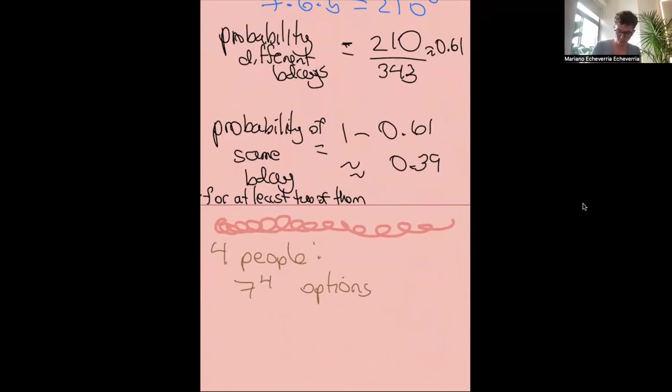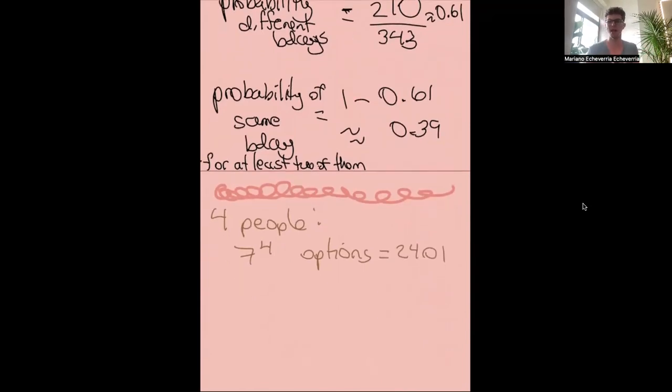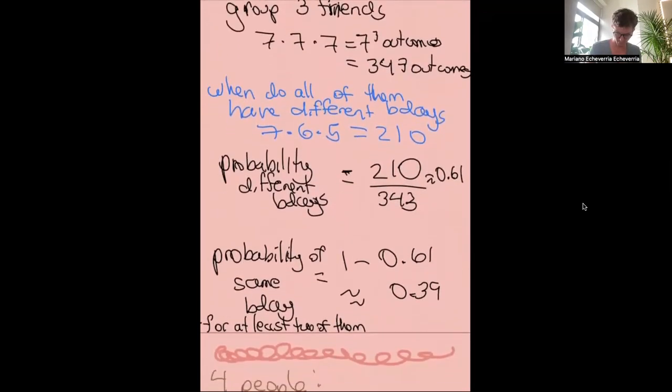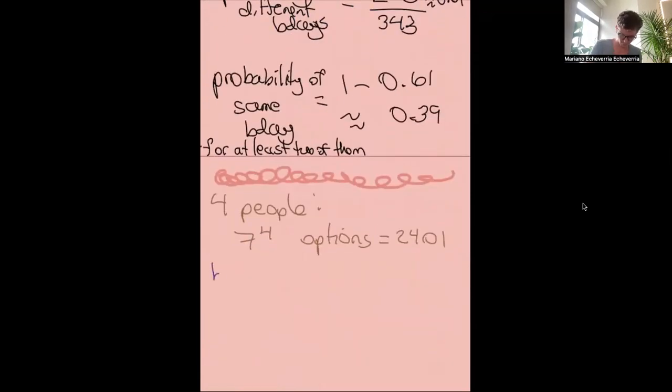So that's almost 2,400 options, basically. And when are the 4 people going to be born on different days? It would be 7 times 6 times 5 times 4.